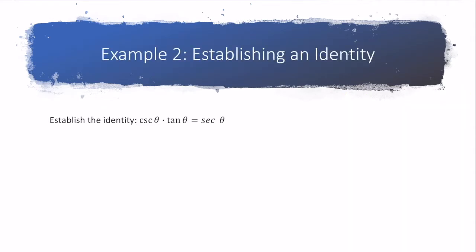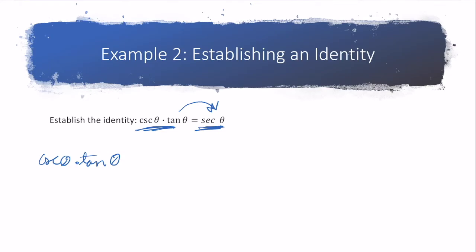For our next example, I'm going to establish the identity. So what I'm going to do is I'm going to take what's on the left, and I'm going to get that to look like what's on the right. So if I have cosecant of theta times tangent of theta, and I want to get this to look like secant of theta, we're establishing an identity. So what are the 4 things I can do?